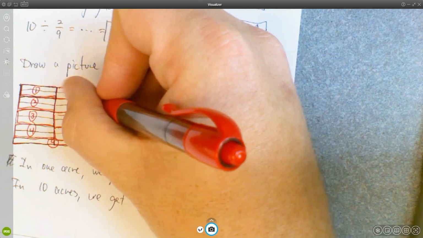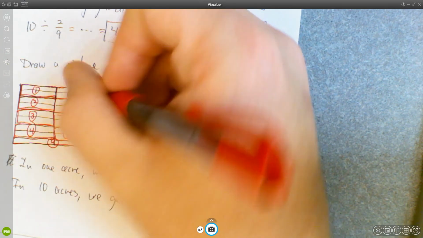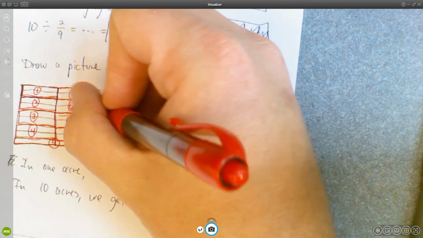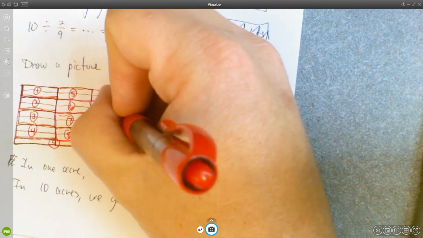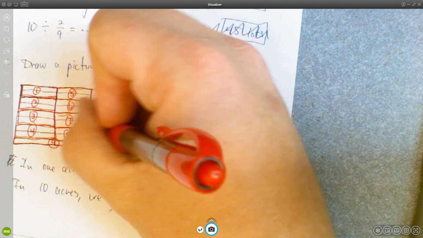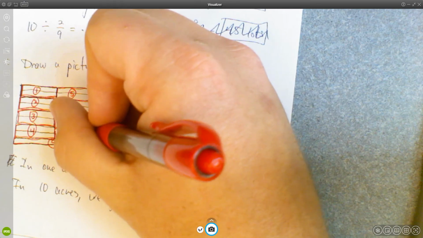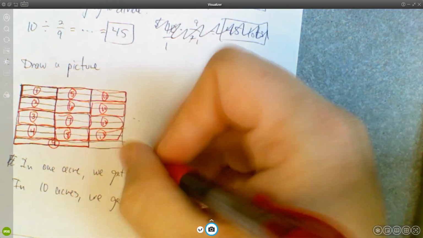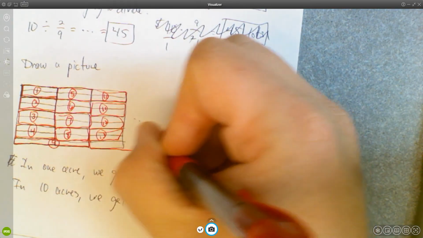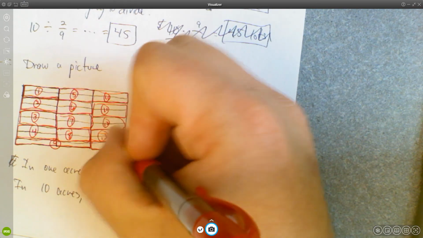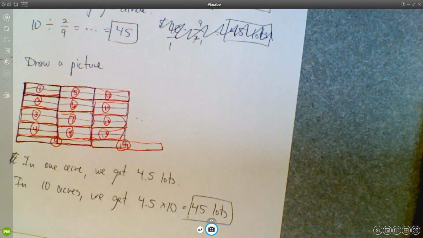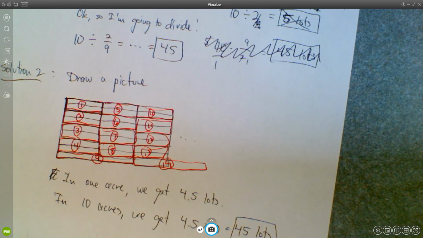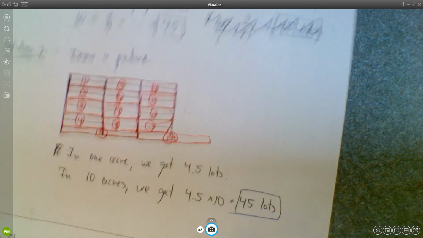But again, you could just finish drawing the picture. We'll call this 10, 11, 12, and so forth, 13. And then you have to draw another one to get 14 down here, and whatever. But yeah, you could draw it out and then split up the lots manually like that to see that you get 45 lots.